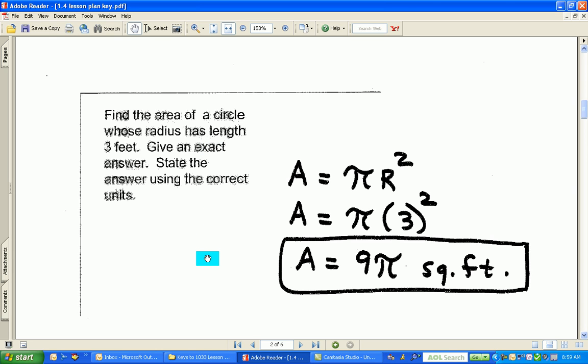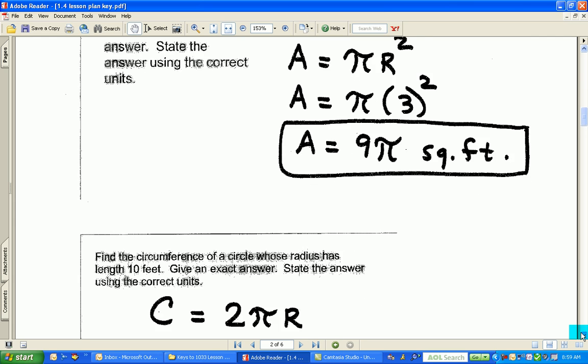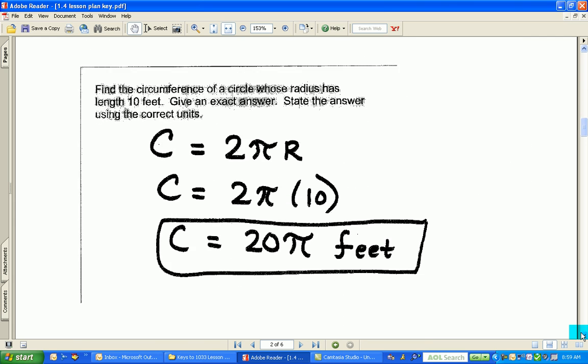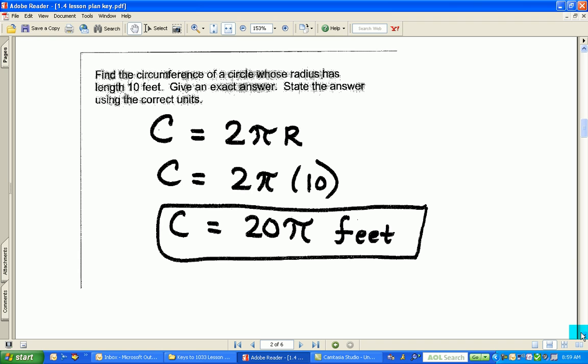Another thing on Course Compass, when you're trying to actually do an approximation with pi, it's best to use the pi button on your calculator to get the correct answer when they do say to approximate. But in this problem, 9 pi square feet is the correct answer, and it's exact. We did not have to go to a calculator when it says give the exact answer. In fact, we shouldn't.